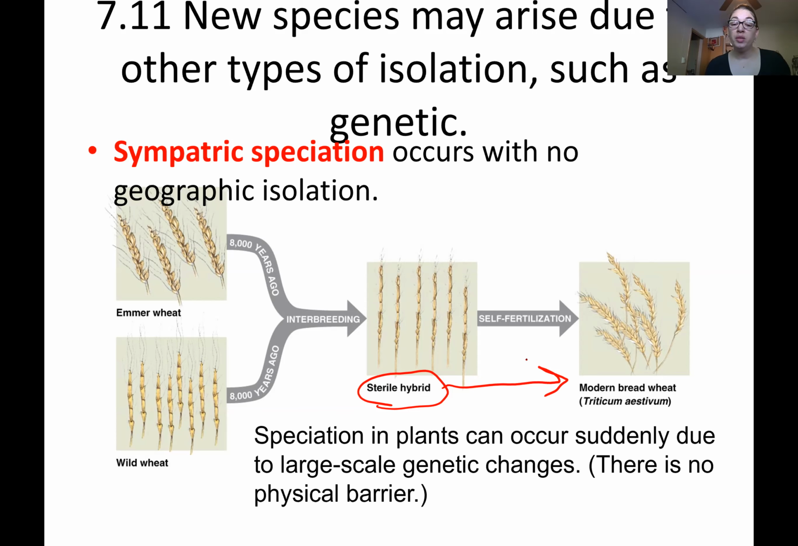So speciation in plants can occur suddenly due to a large-scale genetic change where there is no physical barrier. And so this is an example where it occurred rather quickly without a physical barrier, and you're able to create a new species.